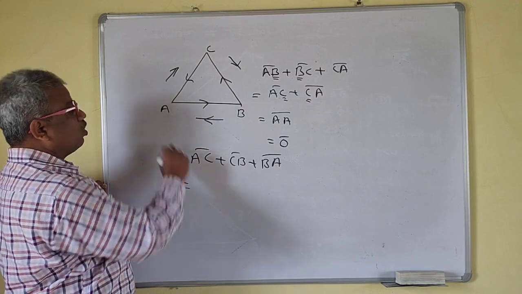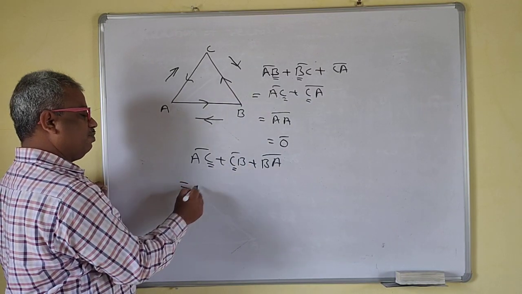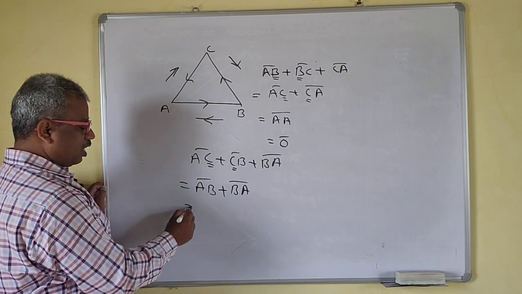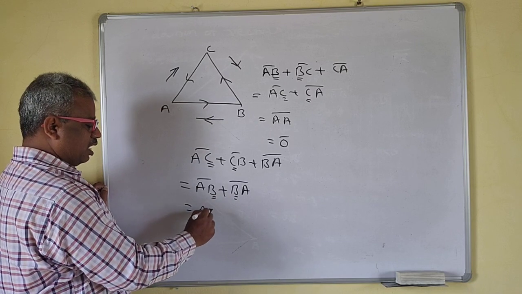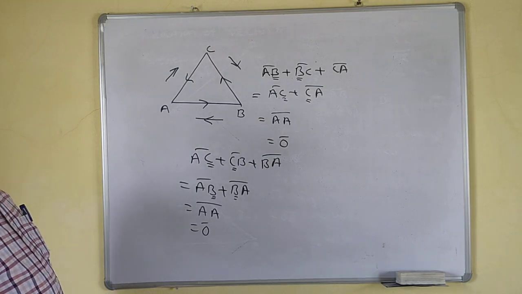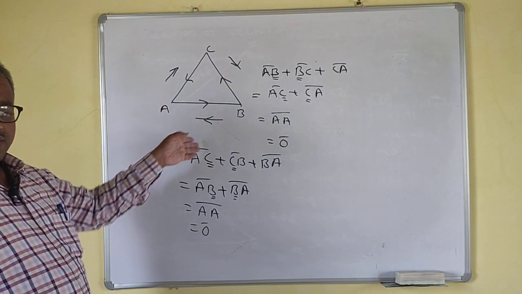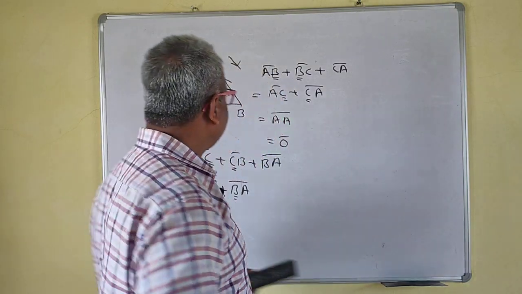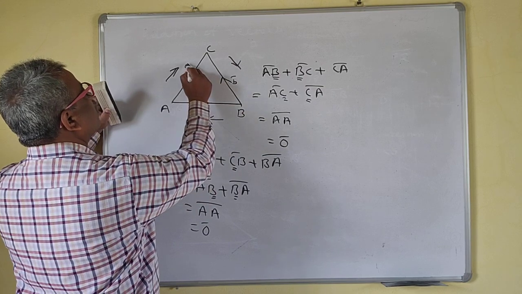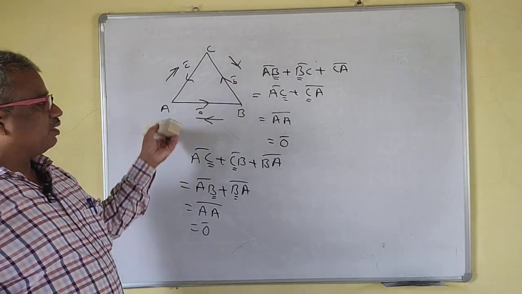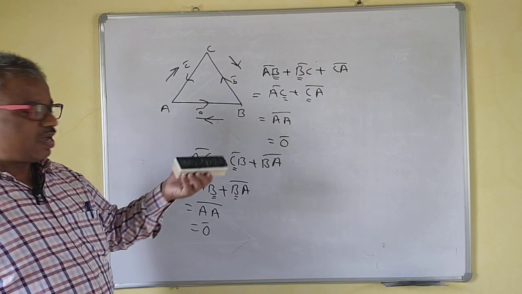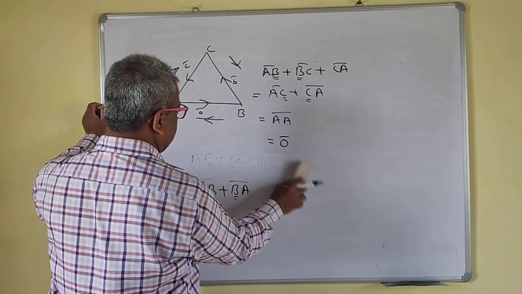What happened in the clockwise direction? Again, these two are the same, so this will be AB bar plus BA bar. Again these two are the same, so this is AA bar, which is 0 bar. That means the resultant vector is 0. Suppose this is A bar, this is B bar, and this is C bar. If A bar, B bar, C bar are the vectors along the triangle, then A bar plus B bar plus C bar is a zero vector, 0 bar.